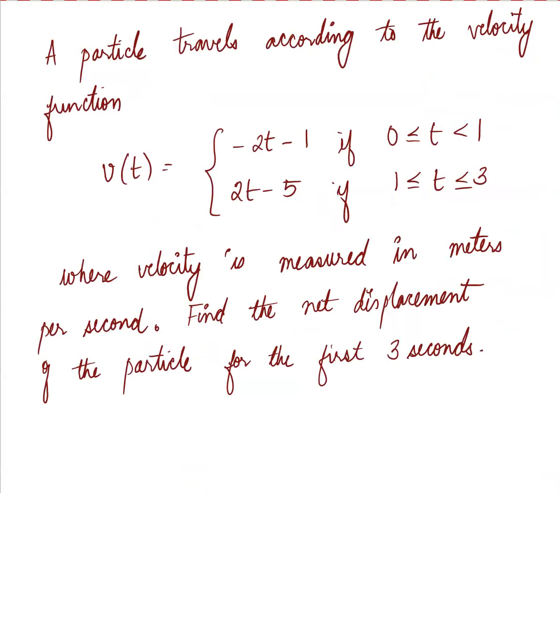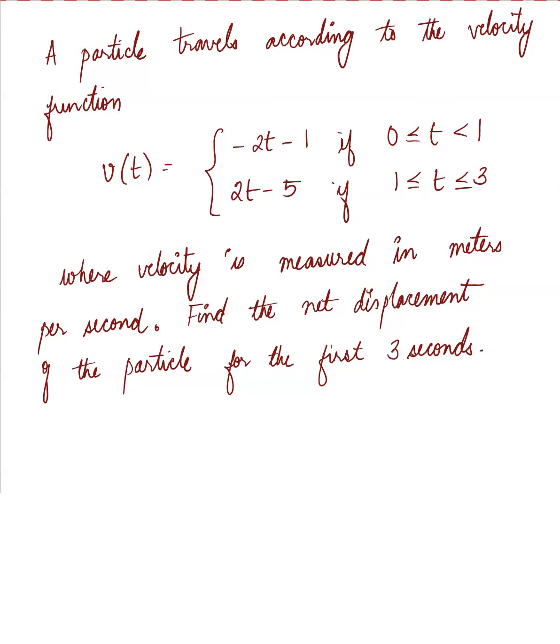A particle travels according to the velocity function v of t. It's given as a piecewise function. You have two pieces. They both are lines, as you can see: negative 2t minus 1 and 2t minus 5. One has a negative slope, the other has a positive slope, so you can kind of see it, one going down and one rising. And it's happening over those specific domains. So you get an idea of what they're referring to as the velocity function. Where velocity is measured in meters per second, find the net displacement of the particle for the first 3 seconds.